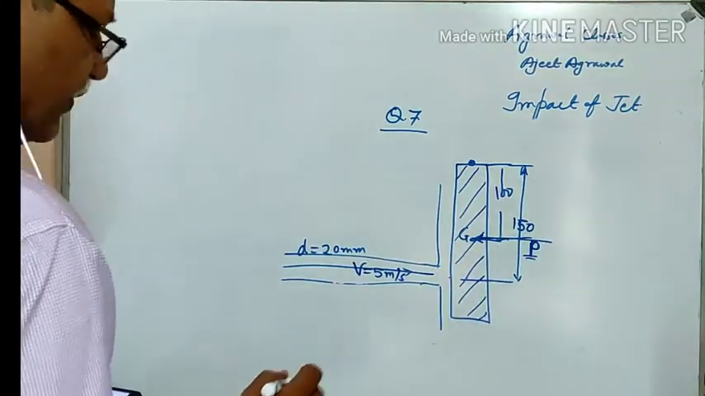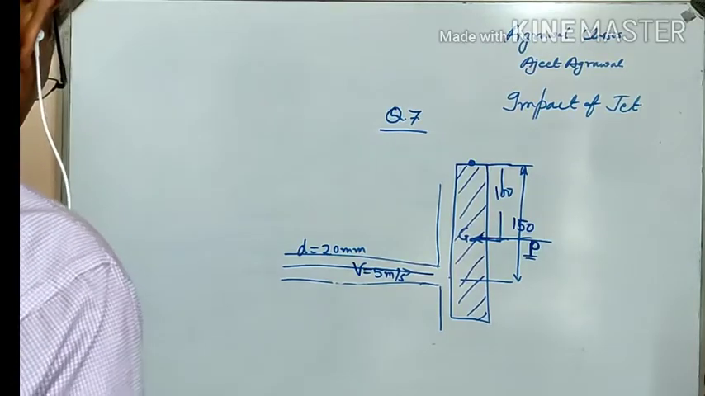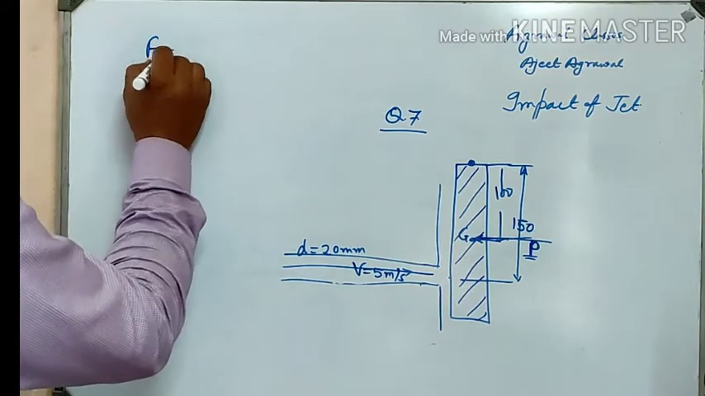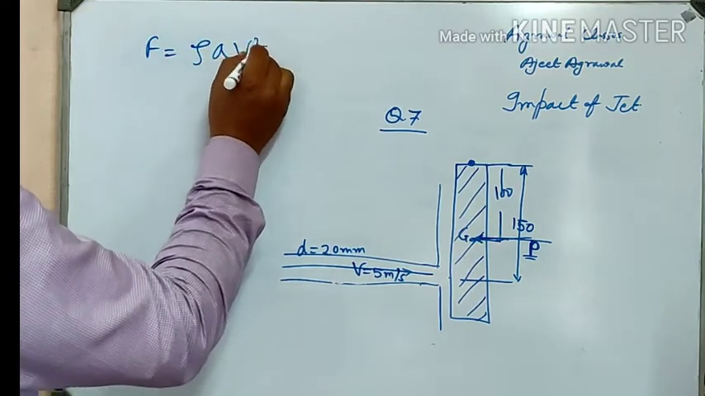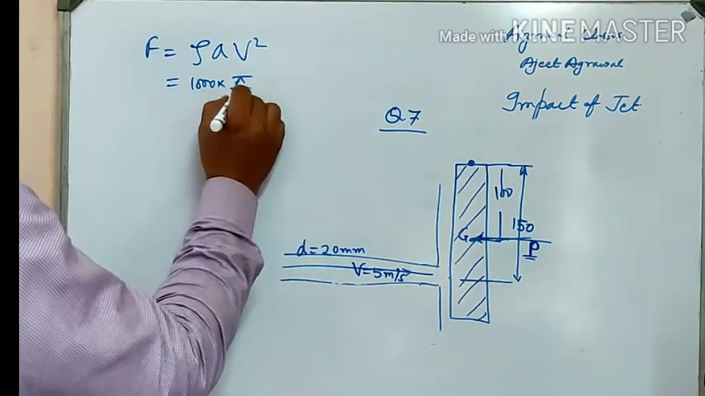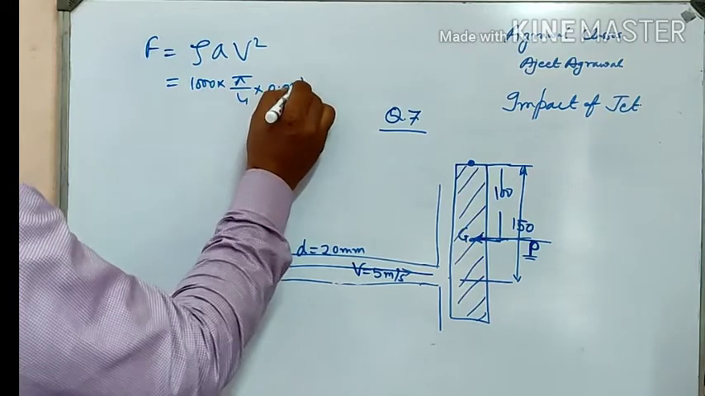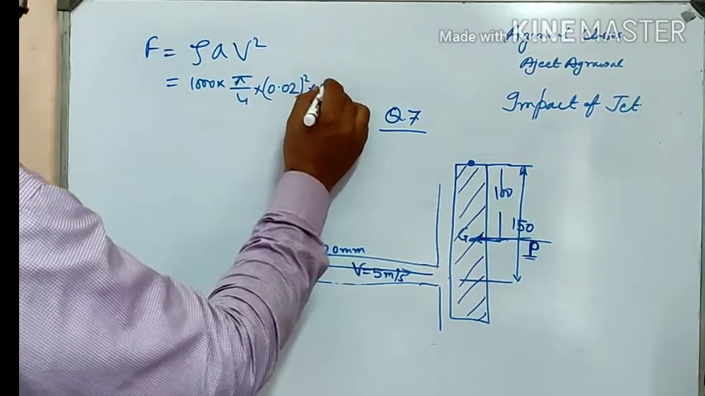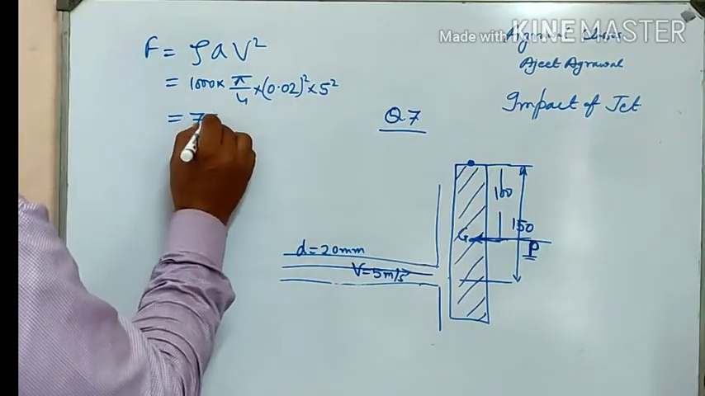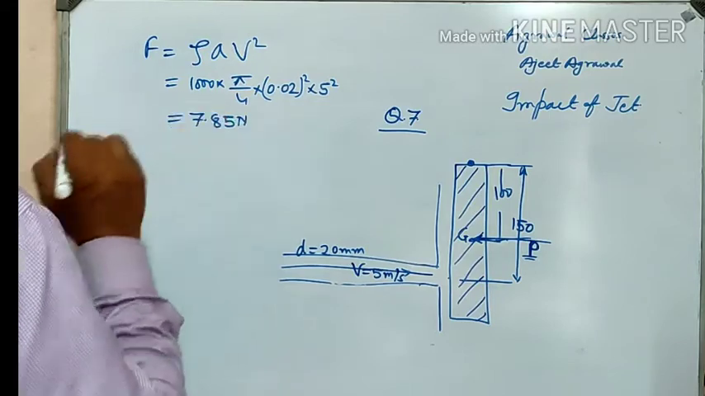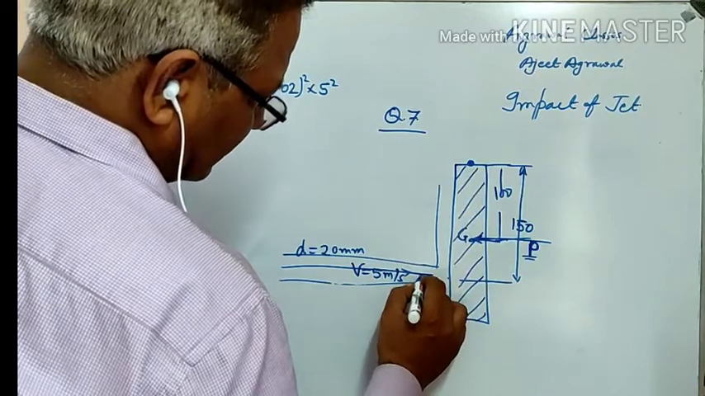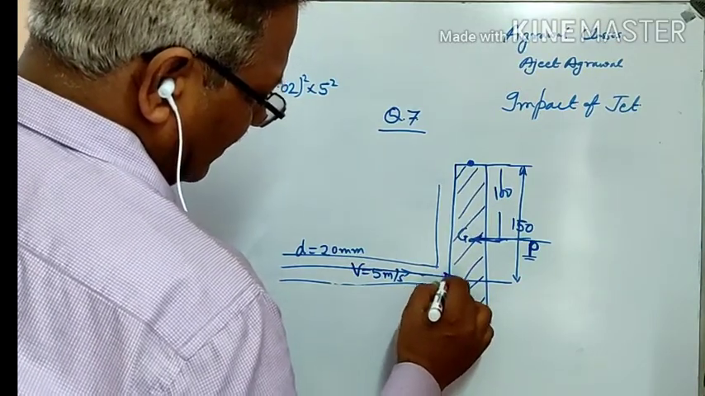Okay, so first we will try to find out the force exerted in the x direction by the jet. The force exerted by the jet is given as rho a v square, 1000 multiplied by area, that is pi by 4 into 0.20 square multiplied by 5 square. So it comes out to be 7.85 Newton.